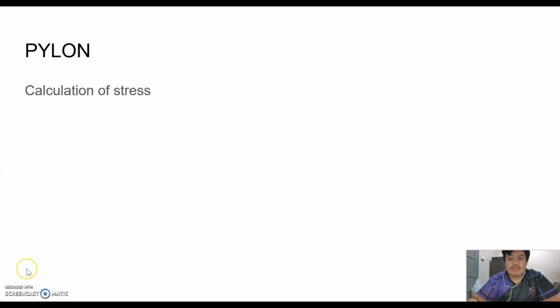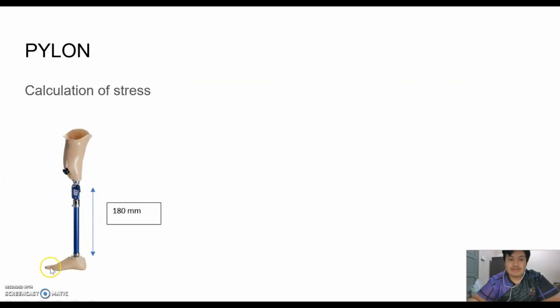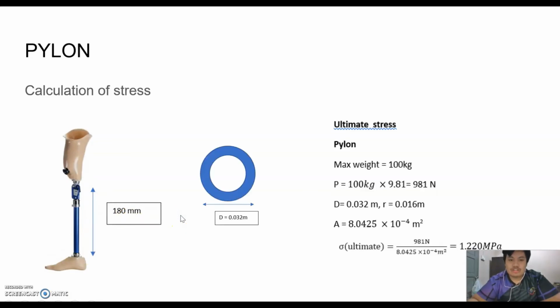Hello, my name is Hakim Yunus, metric number KIB2003. Today I will show you one of the applications that can be related to the twisted shaft. We chose the pylon, which is one of the parts of the prosthetic leg. The height we chose is 180 millimeter, and for the cross-section, the diameter we chose is 0.032 meter.